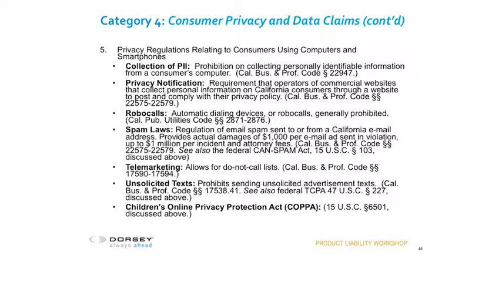Here are some more garden variety regulations that relate to consumer privacy when you're communicating with consumers through their computers or their smartphones. Just the collection of personal identifying information from a consumer's computer can create potential liability. You must provide sufficient notices of your privacy policies. You must avoid robocalls, and there are both state and federal statutes relating to that. Telemarketing, sending text.